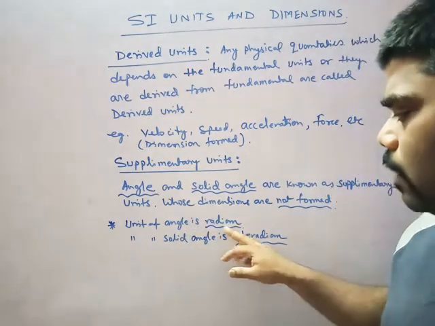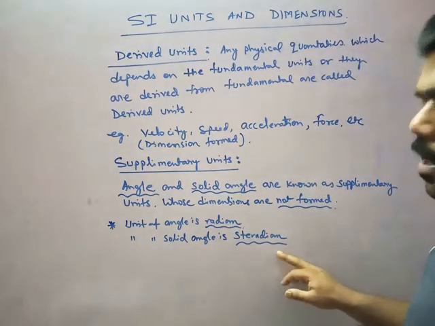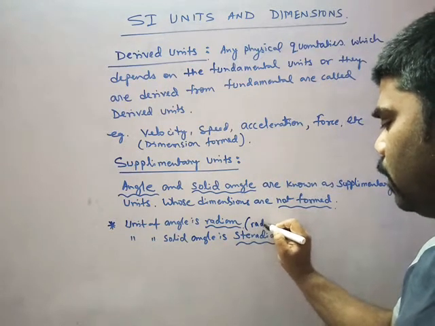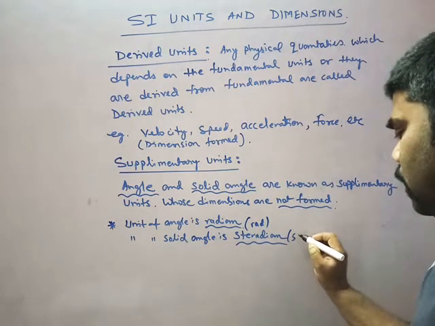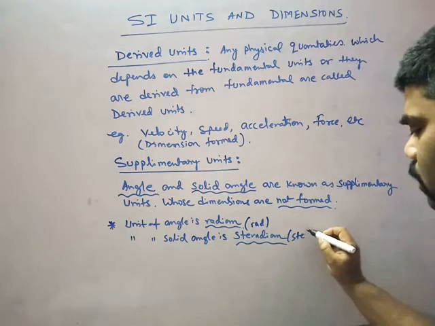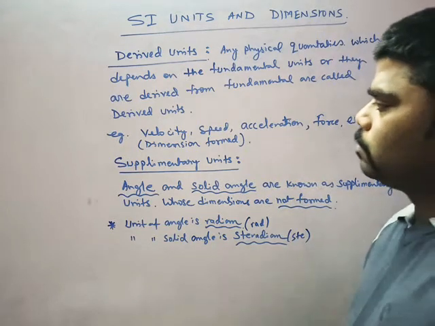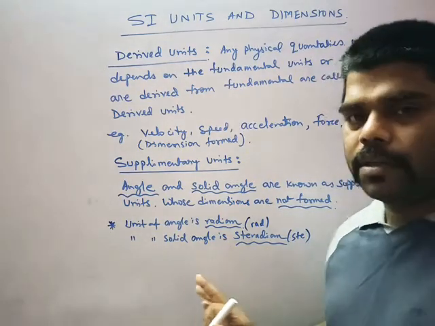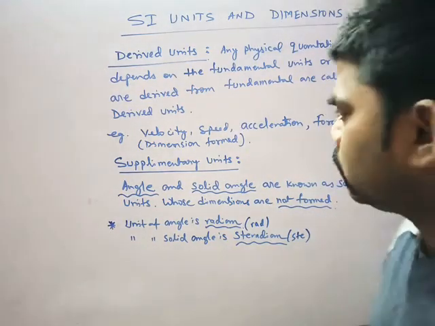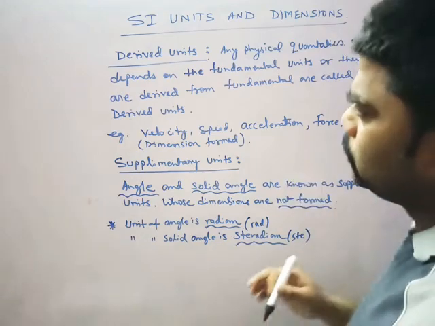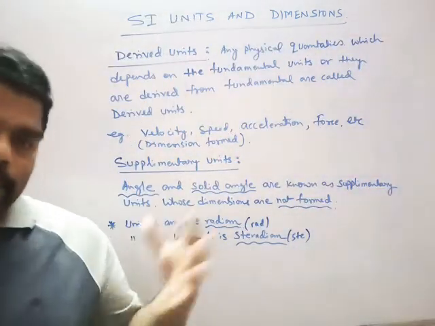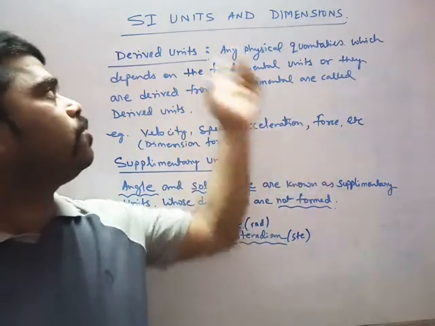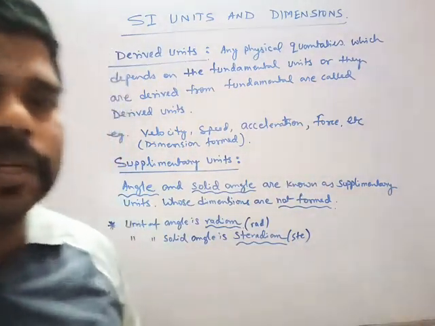The unit of angle is radian and of solid angle is steradian. Always keep in mind, radian in short form we write as rad, and steradian as sr. Steradian is very rarely used. We will discuss radian later on, there is a lot more about radian. So this is about derived and supplementary units, whereas there is definitely a dimensional form for all the derived units. Is it clear?